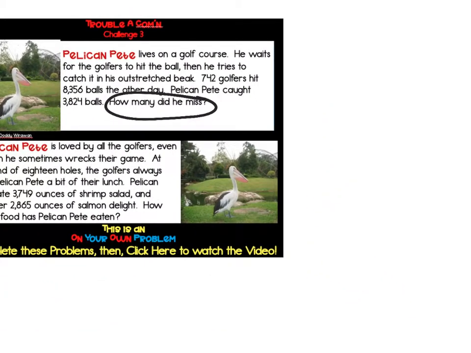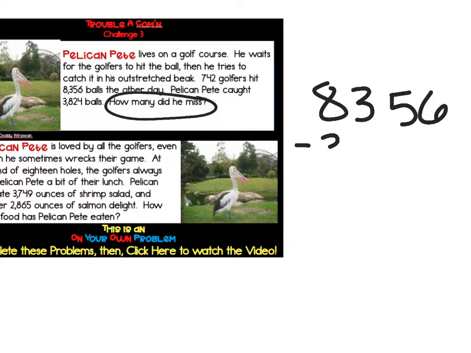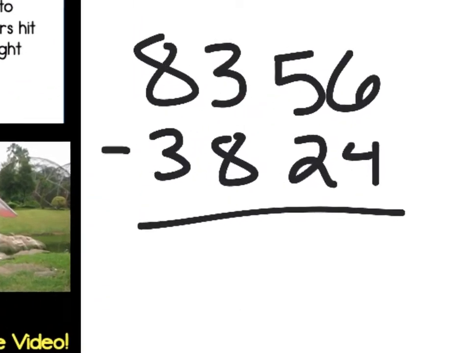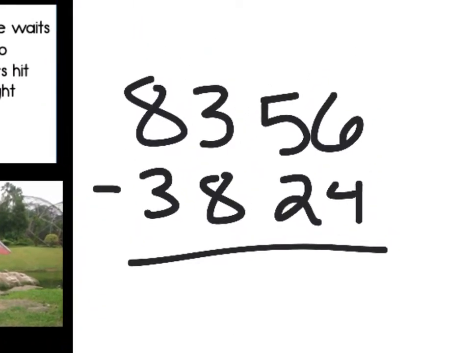And we've got 8,356, and we're subtracting 3,824. Superb, my friends. All right, so now, first thing I want to do is look for any trouble coming. So I'm going to make this a little bit bigger so I can work a little better. And once again, you can either go from this way to this way, or you can go backwards. Either way is fine. I've got no trouble coming here.